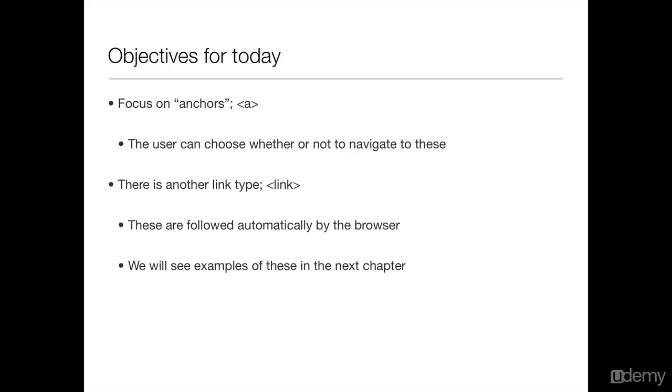What I'm going to do is focus on anchors, one of two kinds of links which are supported in HTML. The other kind, which is a link, those are followed automatically by the browser. We've actually seen one of those in use with the link relation to a style sheet. But I'm not going to talk about those in this particular lecture. It's the ones which are anchors where the user can choose whether or not to navigate to those. And they can be links within the website or links to outside resources. And we'll see examples of both of those and some pointers about what's good and what's bad to do with those.